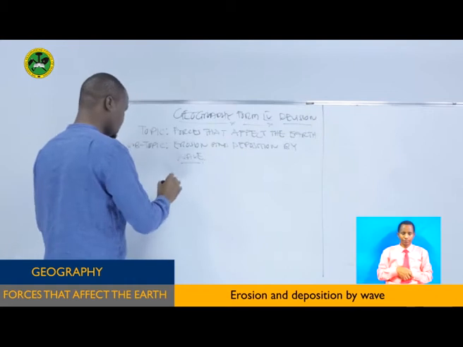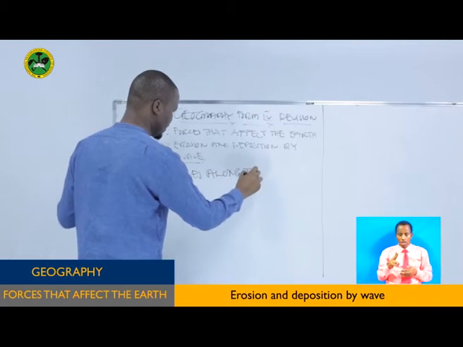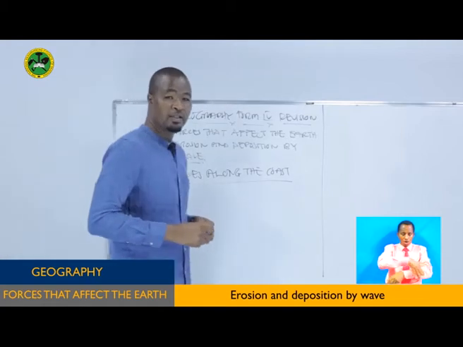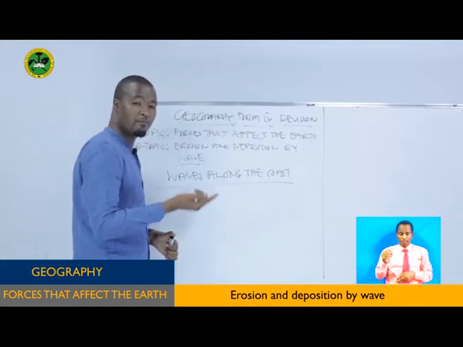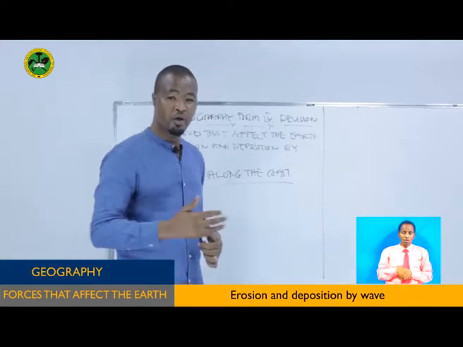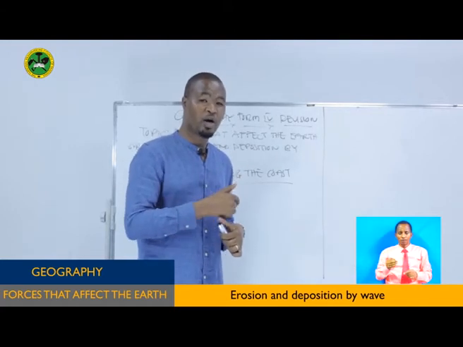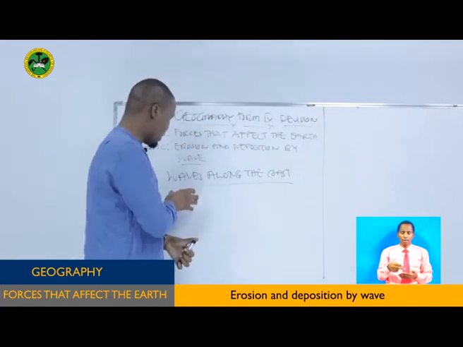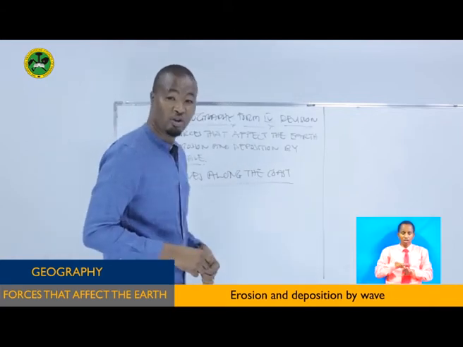So let's see waves along the coast. If you remember, this is the second phase of our subtopic, erosion and deposition by waves. In the last session we saw what a wave is, different types of waves, and different marine erosion and deposition features that occur as a result of wave movement. Today we proceed with the second phase, waves along the coast. I'm going to give you a short summary of what a wave is, then we will focus on the coast. Are you with me?